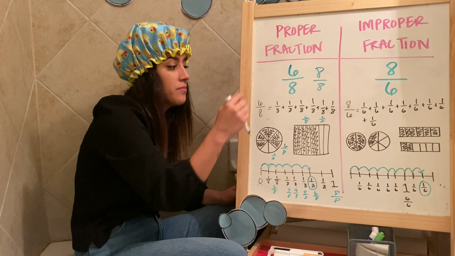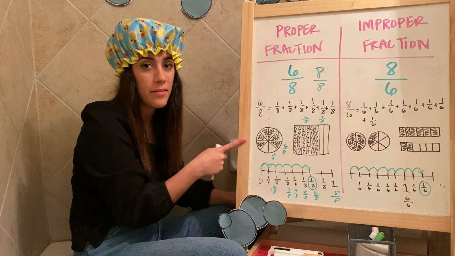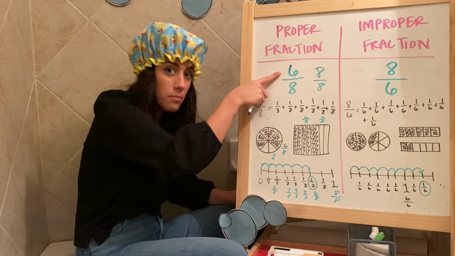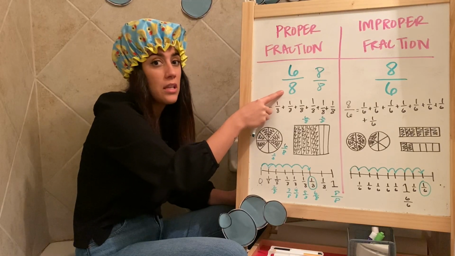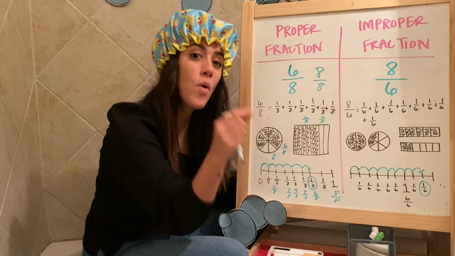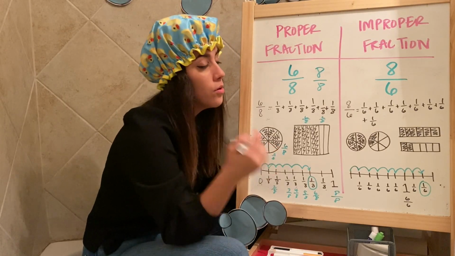Proper fraction. It's not passing the whole number yet. It's below it, okay? This number is smaller than the whole piece that you need, okay? Improper fraction is a little bit more than the whole number. So what does that mean?